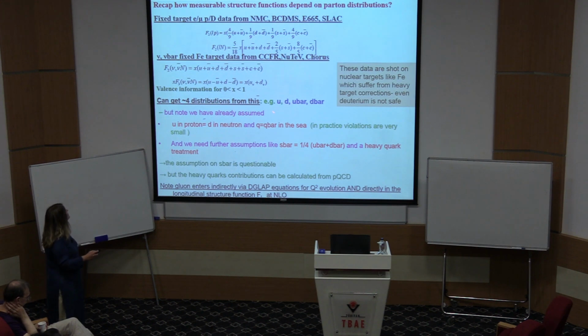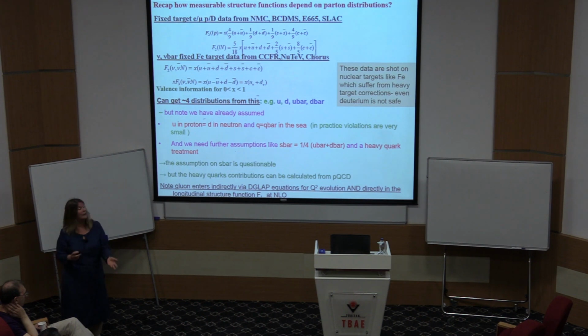Now, in order to do this, do note that one has already made a few assumptions. You already have assumed that u in the proton is the same as d in the neutron in order to set up these equations. And you've assumed that in the sea, q equals q bar for each flavor, which is reasonable because gluons split to q q bar flavor blind. However, there can be deviations from these things because where you begin, you're in the non-perturbative region. There could be non-perturbative reasons why these things are not exactly equal. So we can't believe QCD all the way. And there are a few more things we need. In these equations are the strange and the charm quarks.